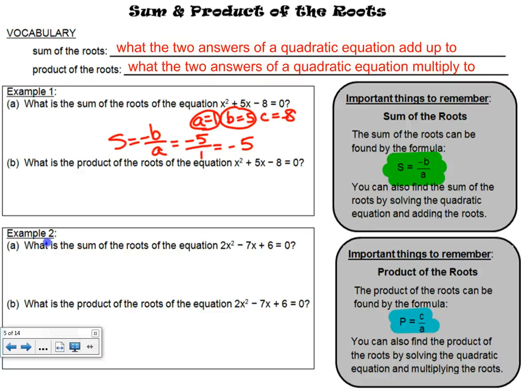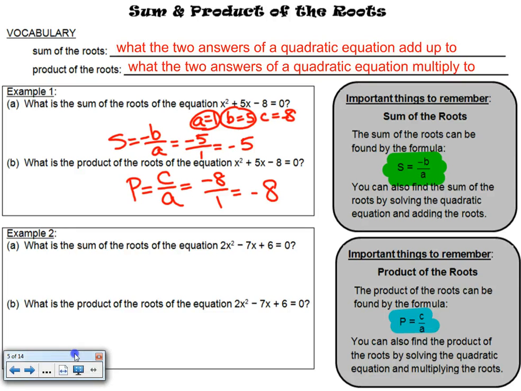Next question, what is the product of the roots? Again, product of the roots is what do the answers multiply to? I could just solve them, take my answers and multiply them. Or I can remember that the product of the two answers is going to be whatever the value of C over A is. And C is negative 8, and A is 1. So whatever the answers are, they're definitely going to add up to negative 5 and multiply to make a negative 8. All right, we'll try this one more time.